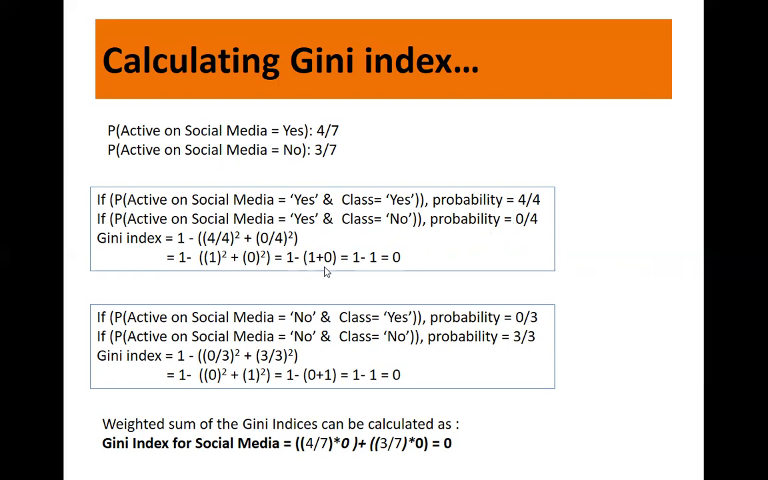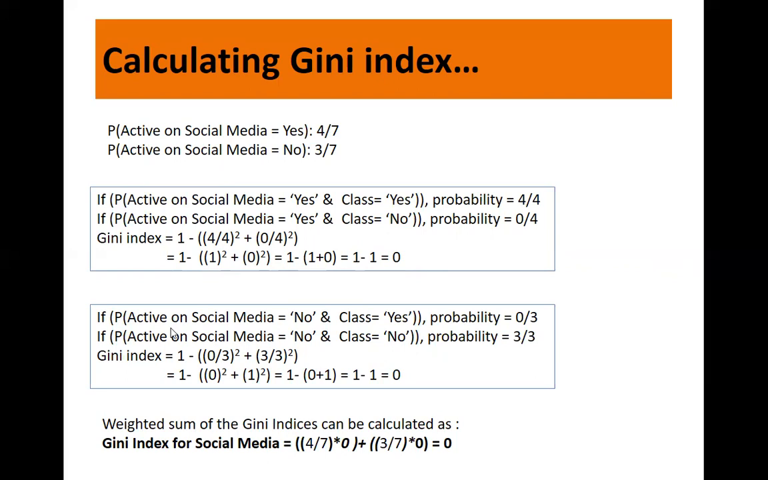Fine. So calculate the Gini index, it comes out to be 0 here, because 4/4, that is 1 square, plus 0/4, that is 0 square. So it is 1 minus 1. So the Gini index here is 0.